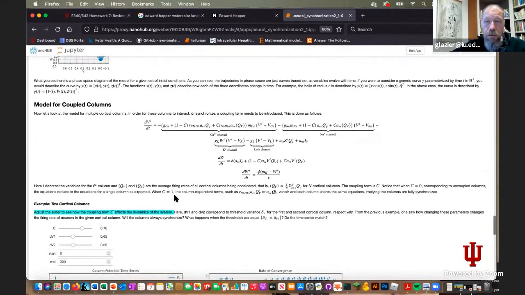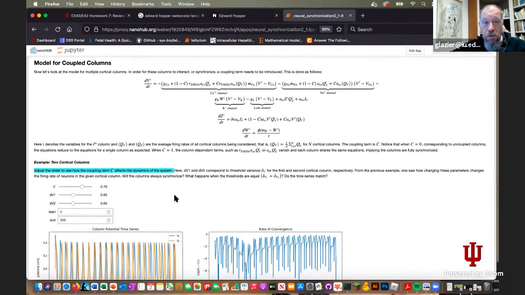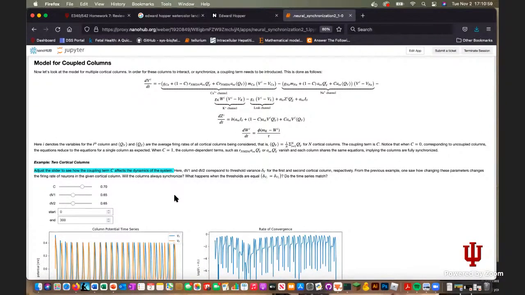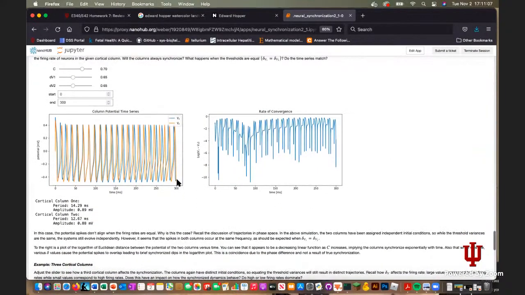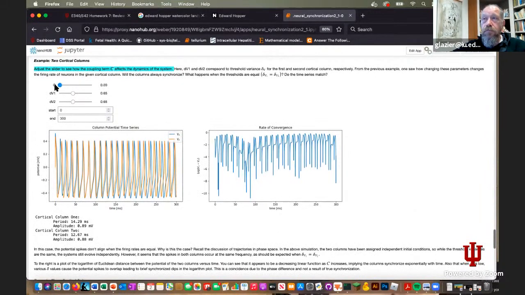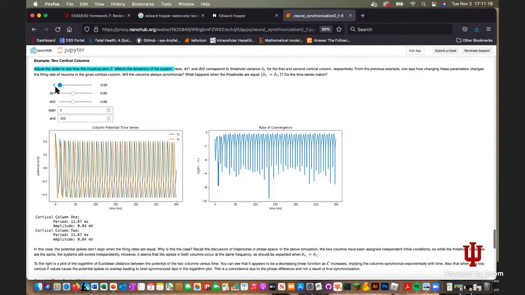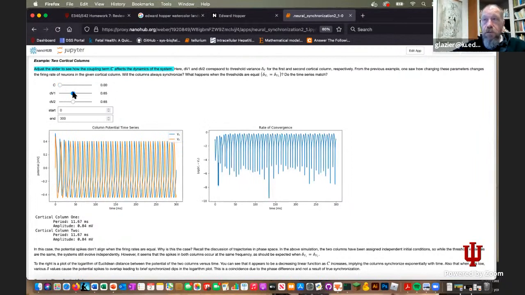So do you expect that the synchronization will be stronger when the coupling is weak or strong? When coupling is strong, your synchronization should be strong. I just can't seem to find it. So in that picture that you've got, why don't you set the coupling to zero? They should be very different. And now you have to slide DV1 and DV2 to be different from each other.